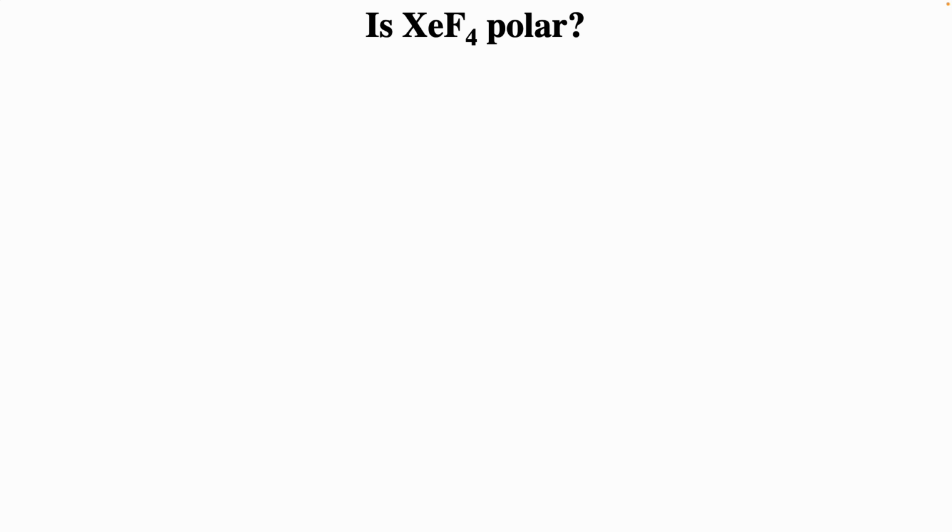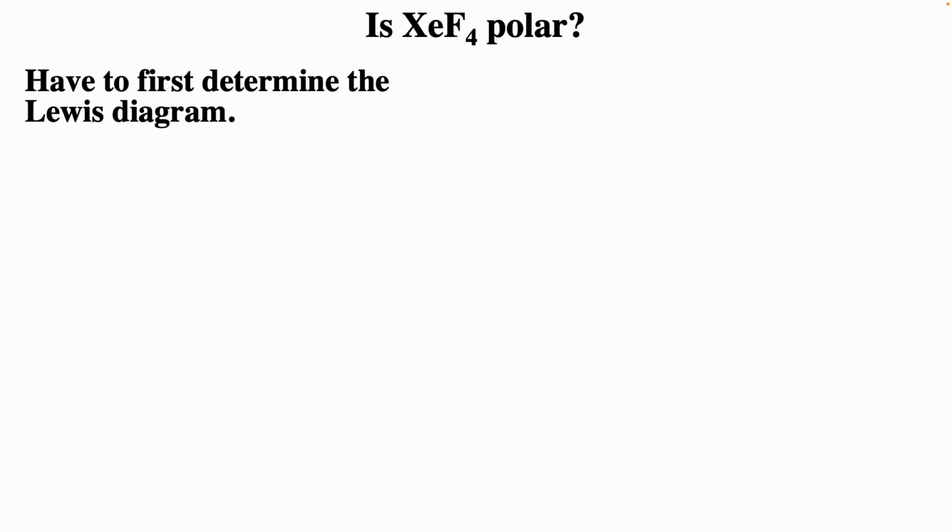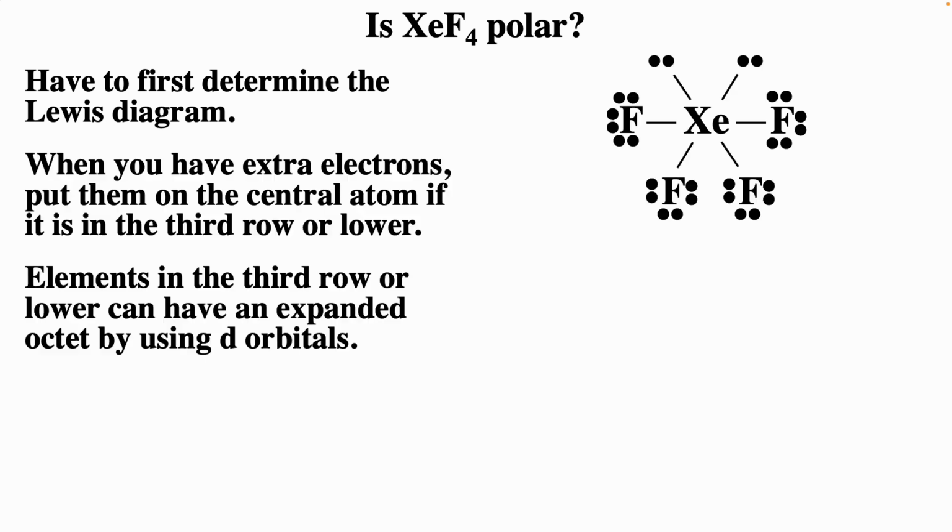And so we could ask the question, is xenon tetrafluoride polar or nonpolar? And whenever we ask that question, you're going to have to do a Lewis diagram. And so we're going to have xenon has 8 valence electrons, each fluorine has 7. 4 times 7 is 28, plus 8 gives us 36, so we have 36 electrons. And so if we think about the single bonds in the fluorine, that gives us 32, and then we add the other 2 on the xenon.